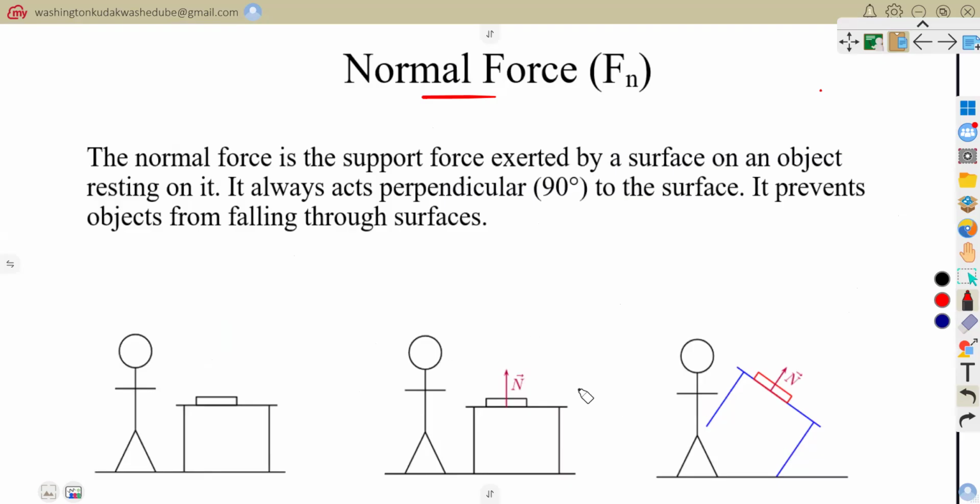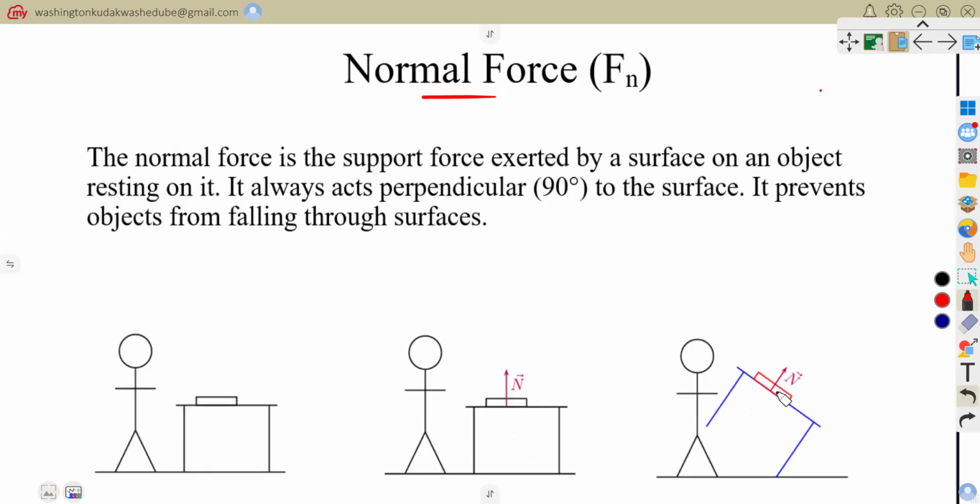So when we are looking into the normal force, like I said, the normal force will depend on the orientation of our object. For example, here a book is just resting on our table. So our normal force will just act perpendicular to that book. That is to say, it will be directed upwards.